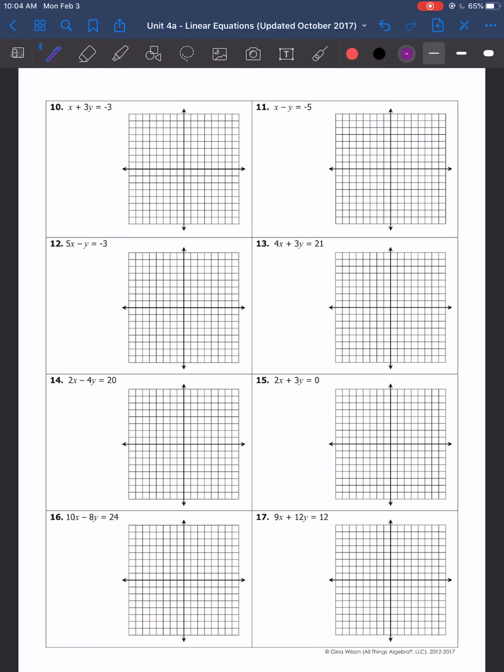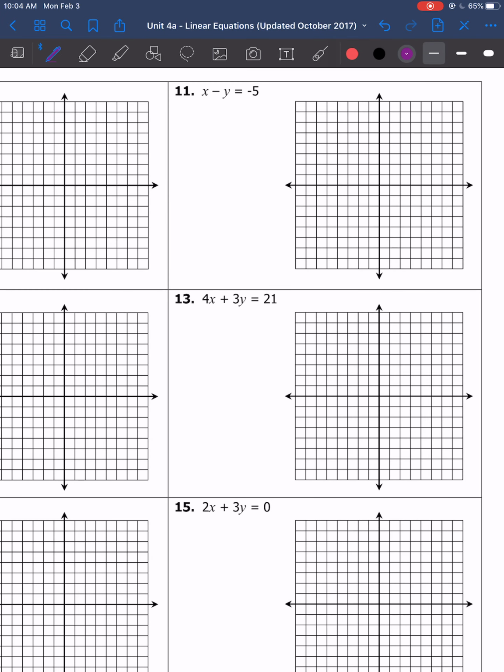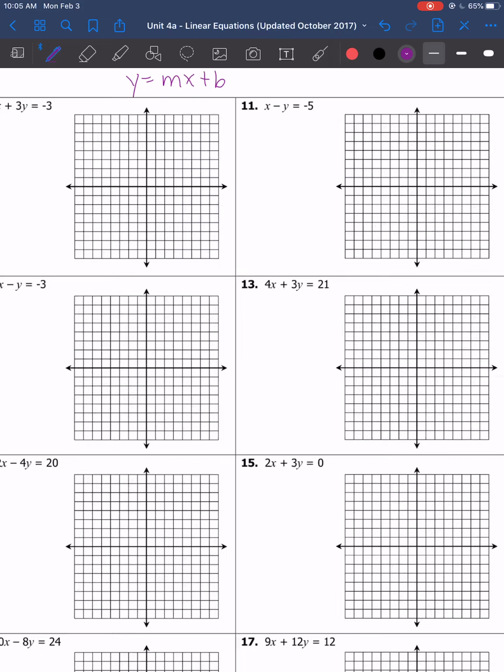All right, let's try some more. But the difference here is these aren't in slope-intercept form. So I'm going to have to solve them for y first to put them in y equals mx plus b form. So let's do that. Let's stick with our odds.